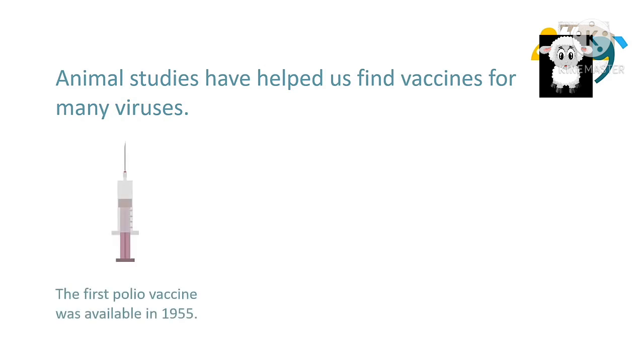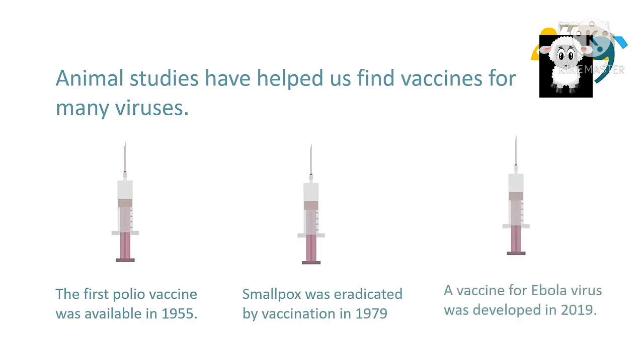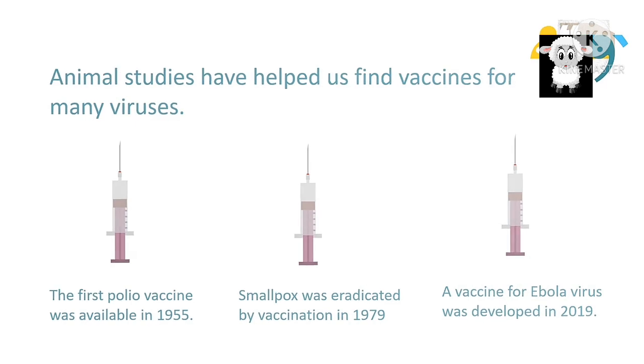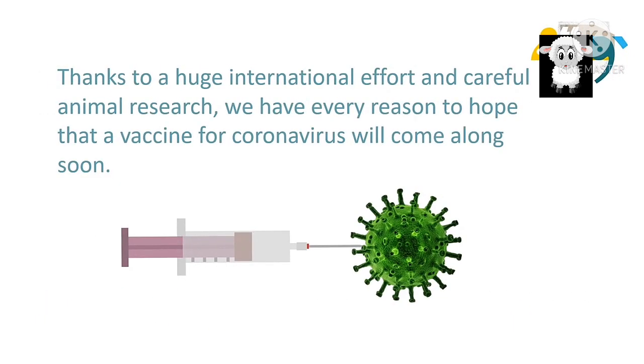The first polio vaccine was available in 1955, smallpox was eradicated by vaccination in 1979, and a vaccine for Ebola virus was developed in 2019. Thanks to a huge international effort and careful animal research, we have every reason to hope that a vaccine for coronavirus will come along soon.